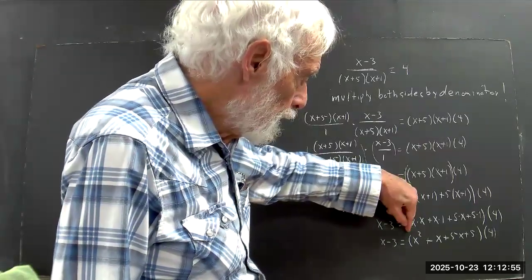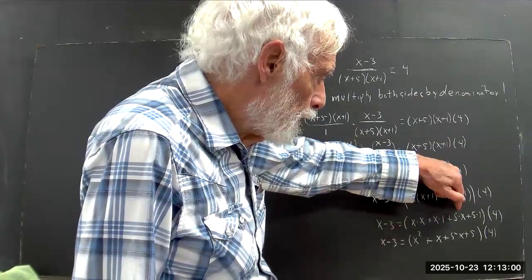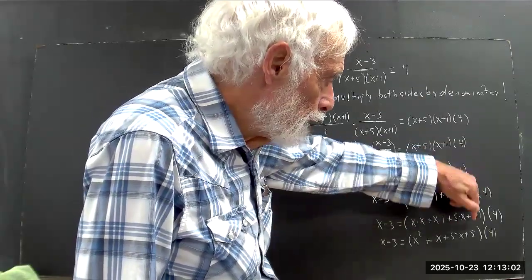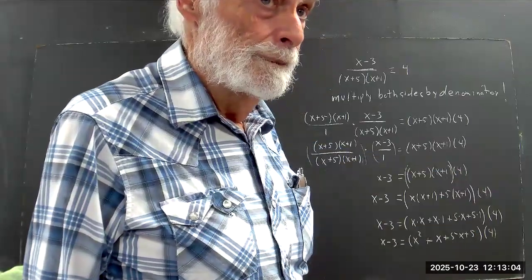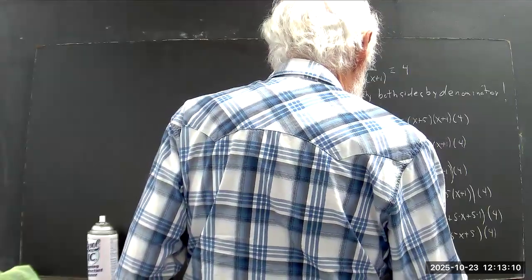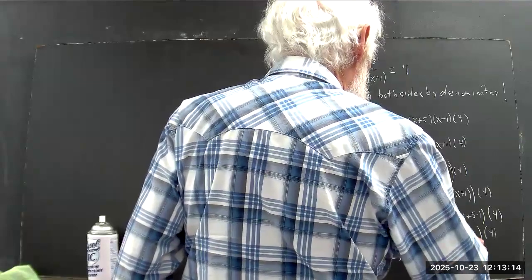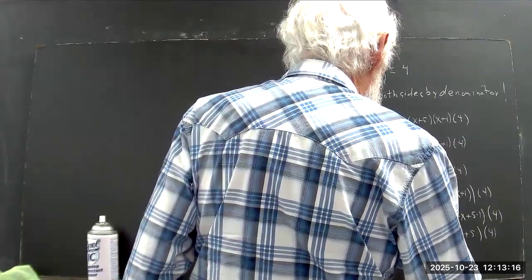Now I can multiply x by x to get x squared, x by 1 to get just x. 5 times x is 5x. 5 times 1 is 5. We're not quite done. We can add the x and the 5x. That gives us 6x.